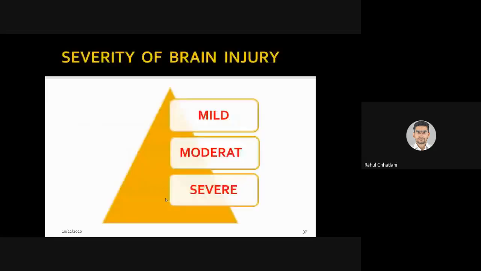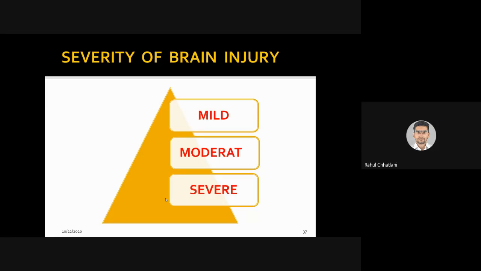Now, severity of brain injury. We talked about pathophysiology. Brain injury can again be divided into three subgroups: mild, moderate, and severe. Mild means there will be mild symptoms, moderate will be okay, but severe will have prolonged symptoms, and the patient may not even recover from coma. For severity, we are going to use one reference, that is the Glasgow Coma Scale.